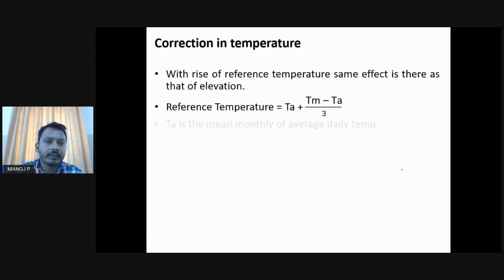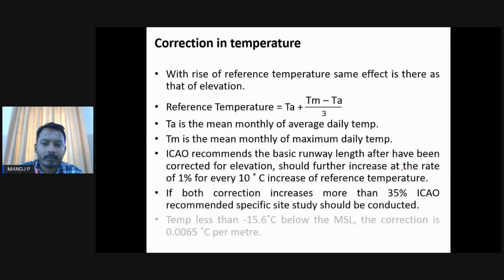Correction in temperature, yes, we have assumed that the temperature is 25 degrees or 15 degrees. With reference to the same, here first we calculate the reference temperature: Ta plus (Tm minus Ta) divided by 3, where Ta is the average daily temperature, that is the mean of the monthly average. Tm represents the maximum daily temperature. The mean for a month is taken into consideration.